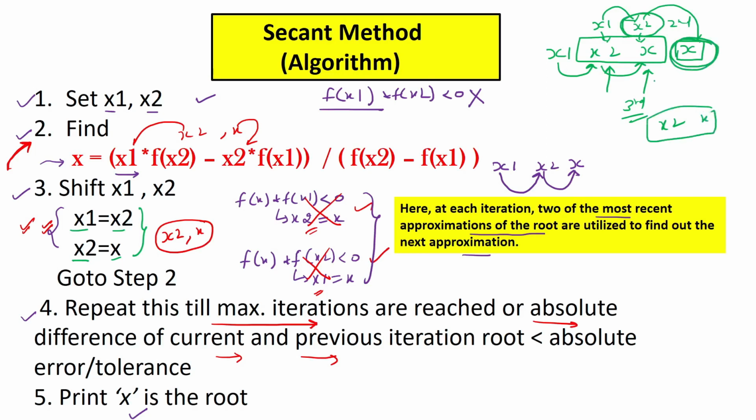That means at every time, the last two values of the x that we are getting are actually used in the next iterations. So this concept is very much important to understand, because while making the program, we have to understand how x1 and x2 are getting shifted or changed. Now before moving to the working example for the secant method, let us understand the generalized formula for finding the value of x.